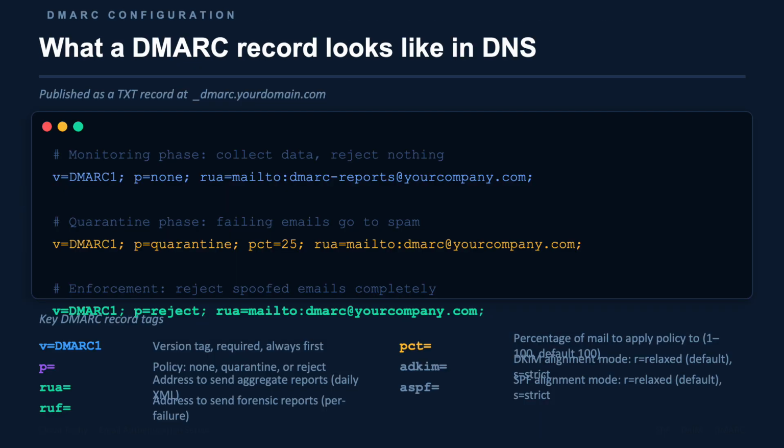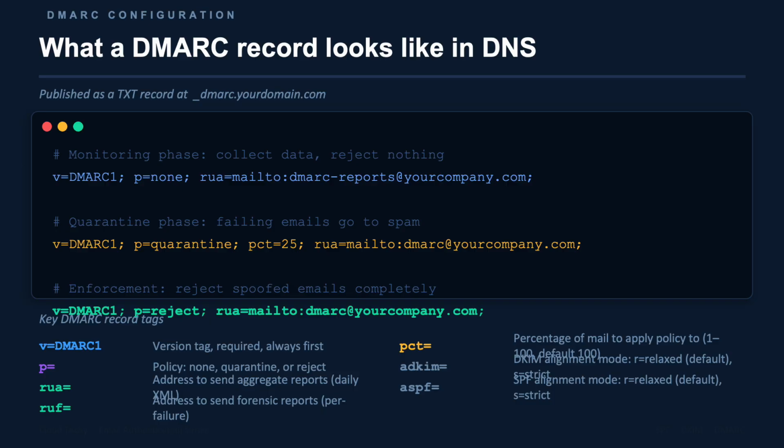Let's look at how you actually configure DMARC, because this is what you will publish in your DNS. A DMARC record is a TXT record and it always lives at a specific address. That underscore prefix is deliberate. It keeps this record from being confused with anything else in your DNS. Now look at the three records on screen, because they represent three phases of proper DMARC rollout, and the order matters. So you never start at the strict end.